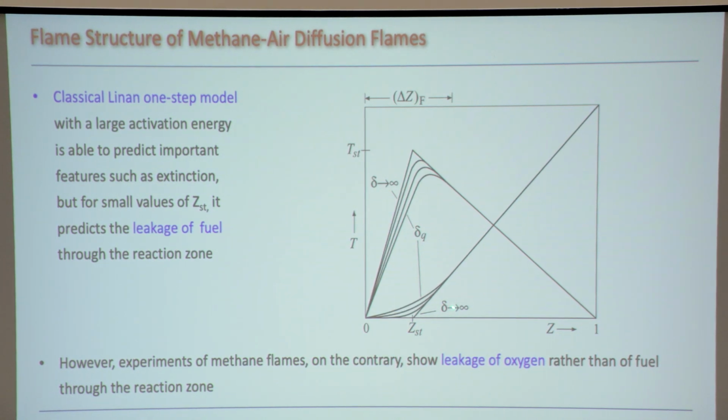Why is this? Let's look at this one here first. With infinitely fast chemistry, the fuel is consumed at a stoichiometric mixture, but if the dissipation is higher, then the residence time is not as long, then the fuel leaks into the lean region, okay? Fuel leaks into the lean region. That makes a lot of sense, right? But it's wrong, okay? The fuel does not leak into the lean region.